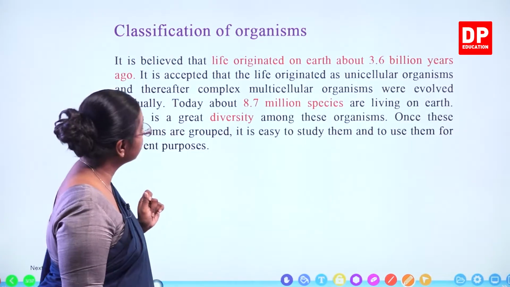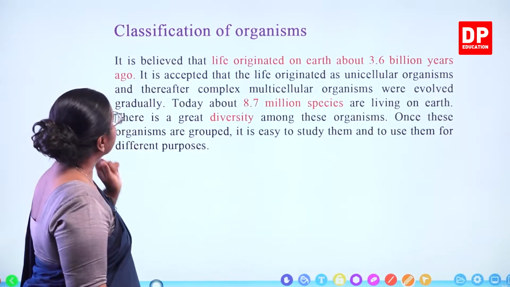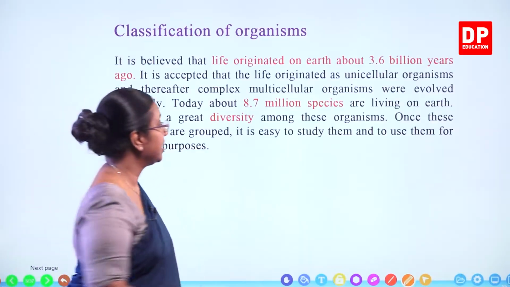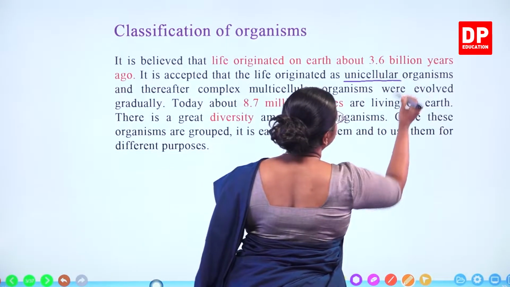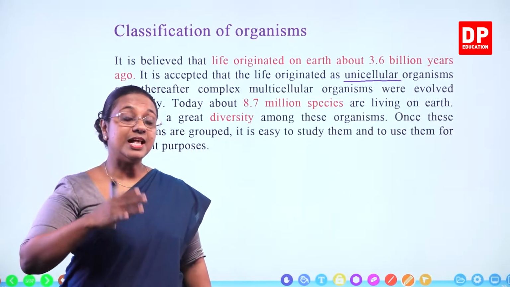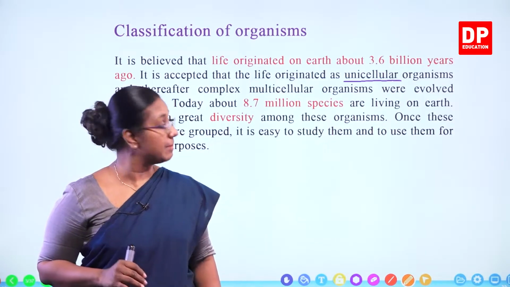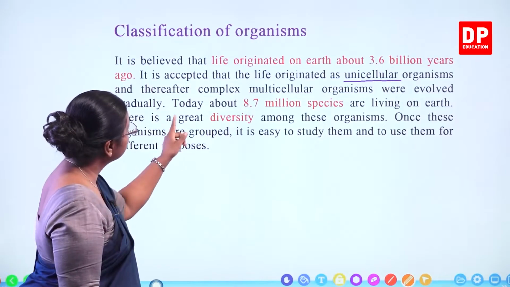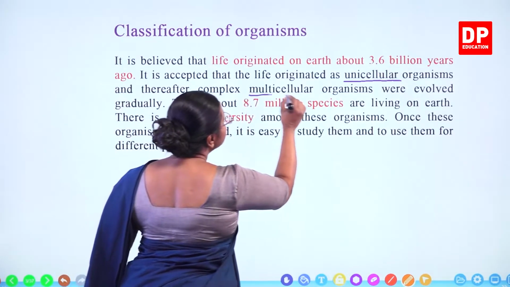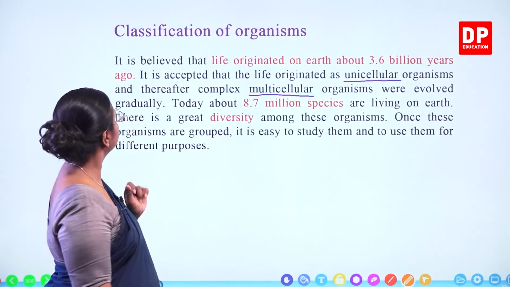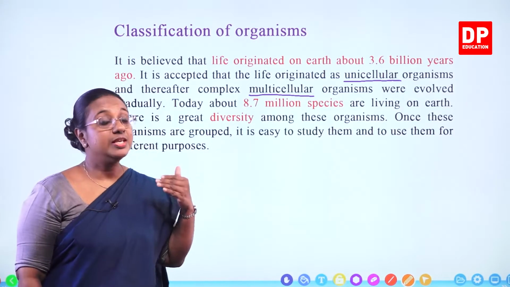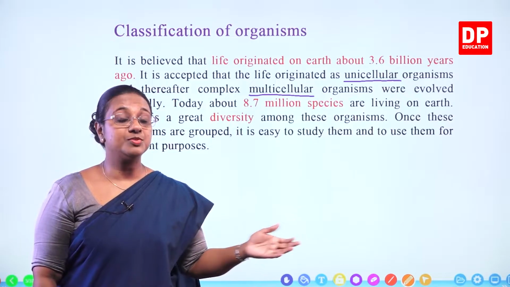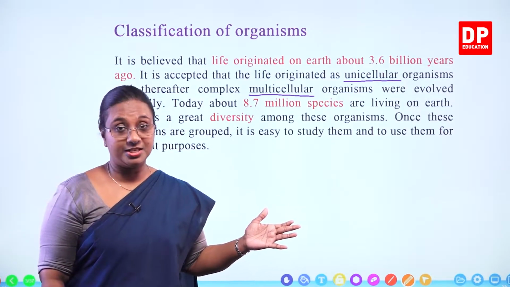That is, life originated on Earth. It is accepted that life originated as a unicellular organism. So you all can remember that: the pre-cell, and from that the unicellular bacteria, unicellular organisms, and thereafter the complex multicellular organisms evolved gradually. This did not happen very quickly. It took a very long time. So it was a gradual change.